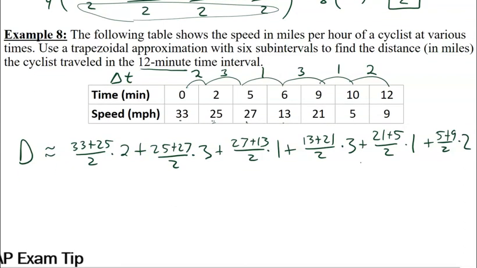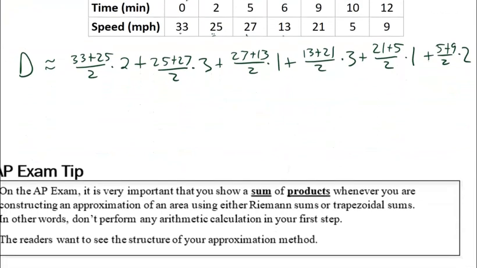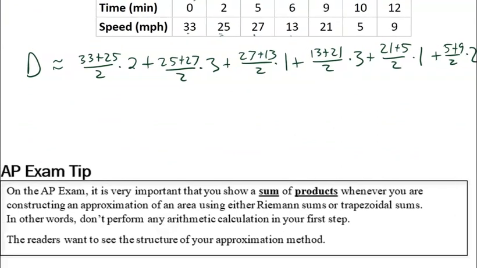So once again, and actually I think this is what this box right here says, if you are using a Riemann sum or a trapezoidal rule, you have to show the sum of the products, okay? Calculator or not, you have to show the sum of the products to make sure that you are getting the full points here, okay? And where it says don't perform any arithmetic calculation, I haven't done it. Like I didn't do 58 over 2. I just wrote it as 33 plus 25, okay?